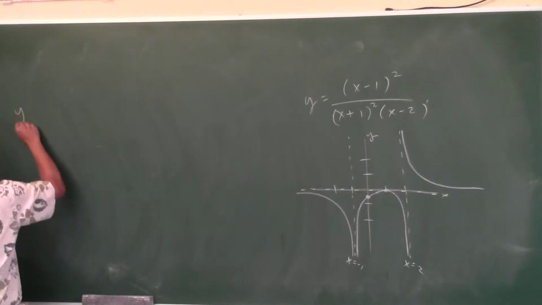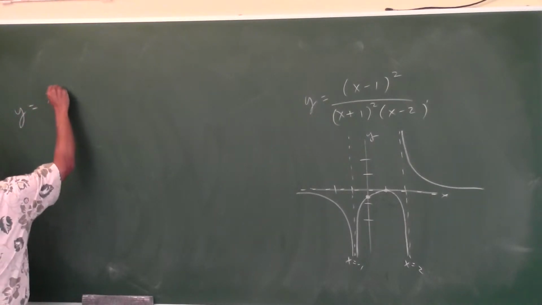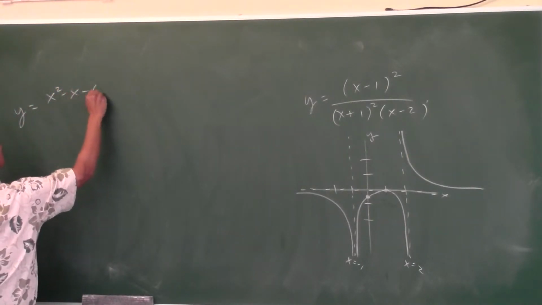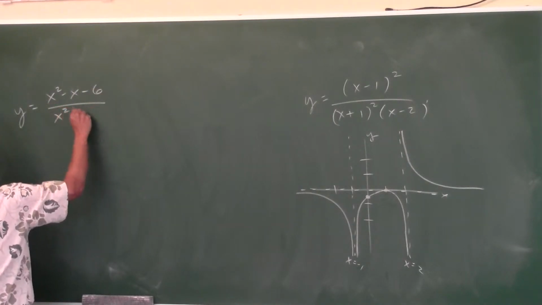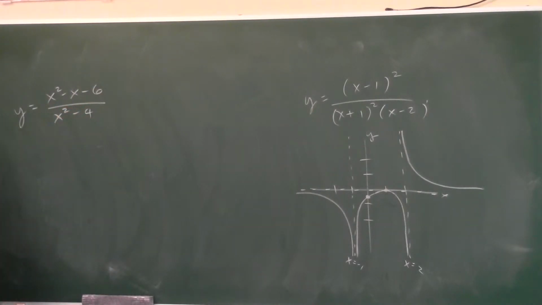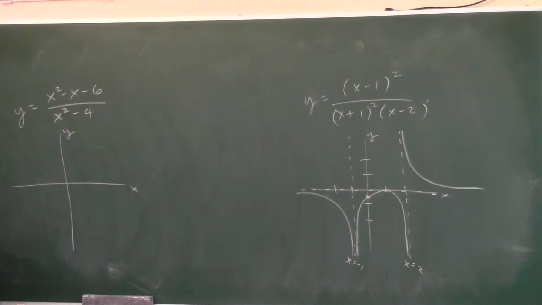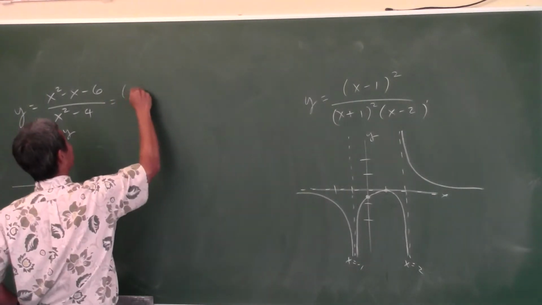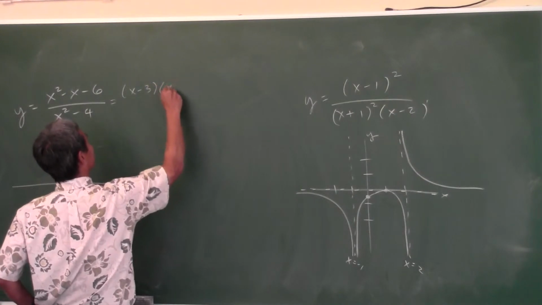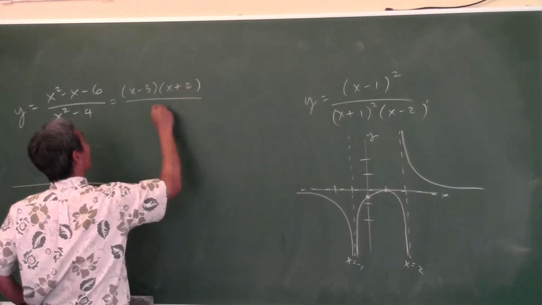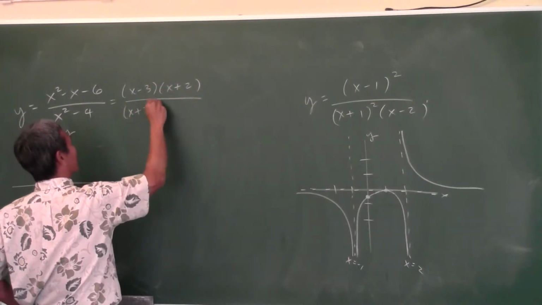Okay, let's do this then. y equals x squared minus x minus 6 all over x squared minus 4. Who knows, some of these problems might be the same as your homework. Factor. The first thing you should do is factor it, right? Because in factored form, it's easier to see things. Factor the top. Factor the bottom. And what do you notice?